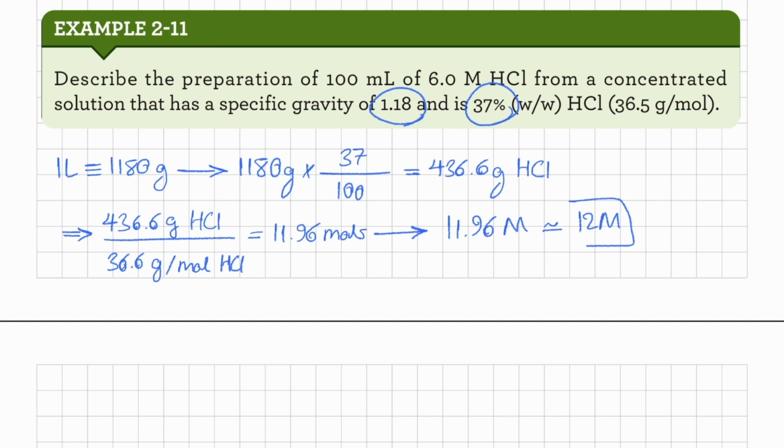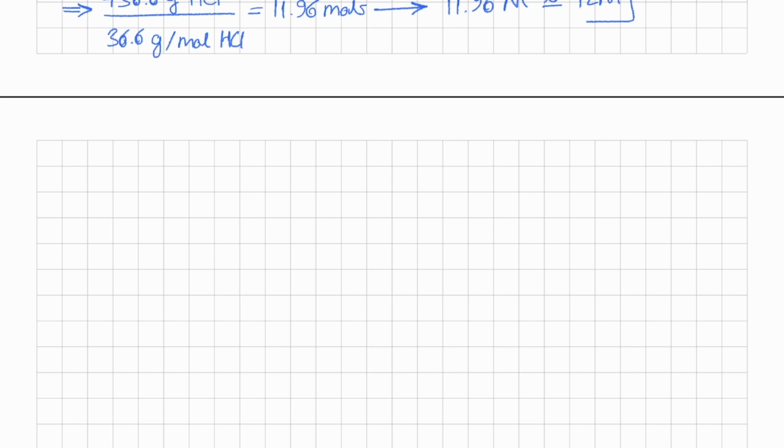It says describe the preparation of this wanted solution. How much is the amount? It is 100 milliliters. And how much is the concentration? 6 molar. That's fine. So we can say that in 1,000 milliliters, there are 6 moles of the acid. So in 100 milliliters, there are 0.6 moles of this acid.